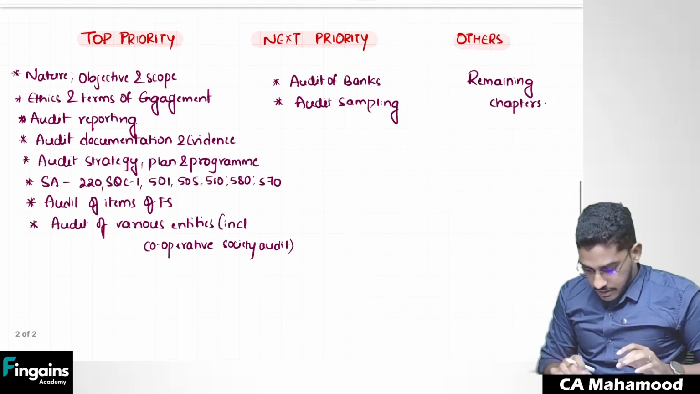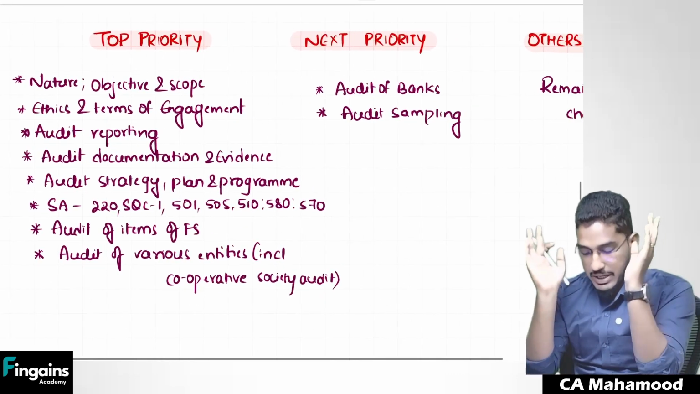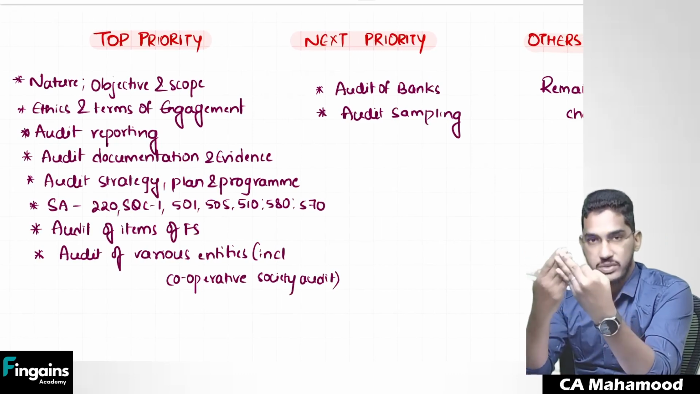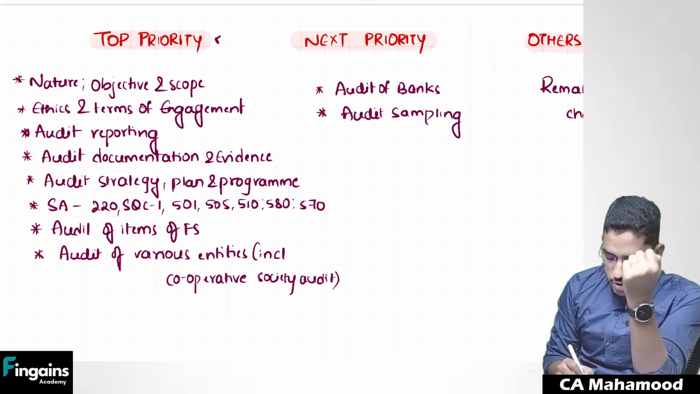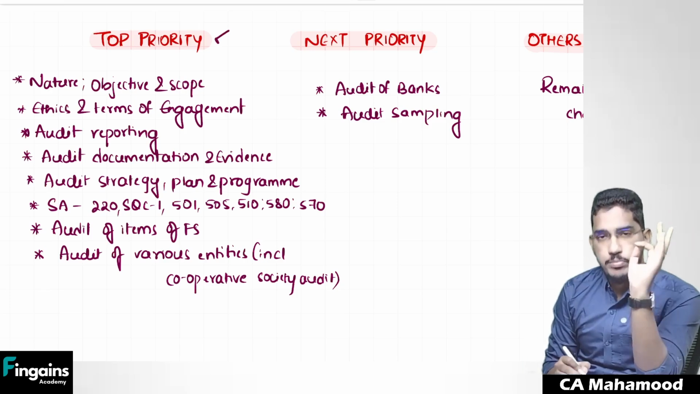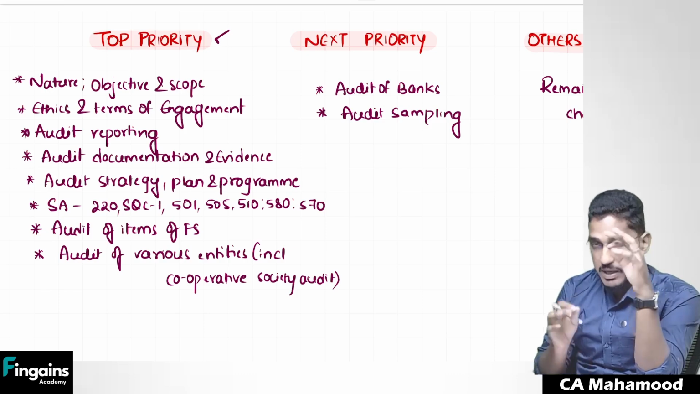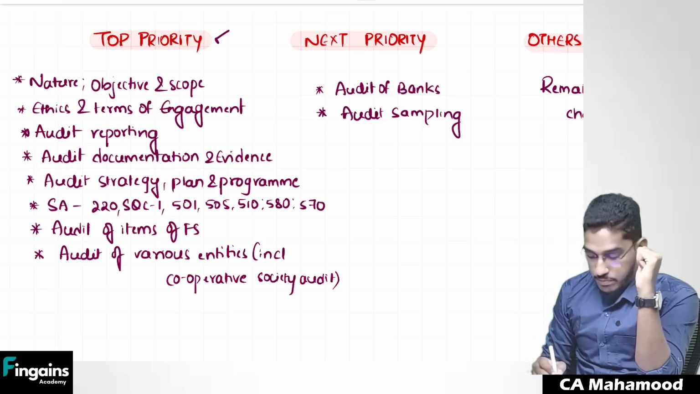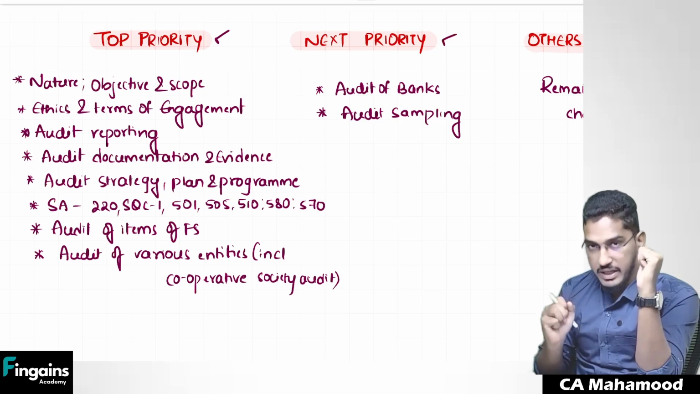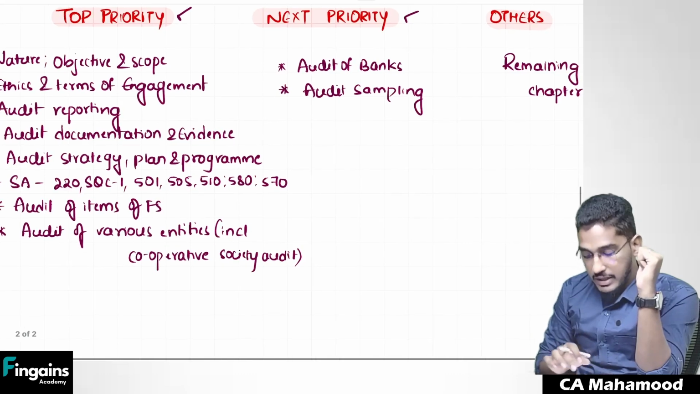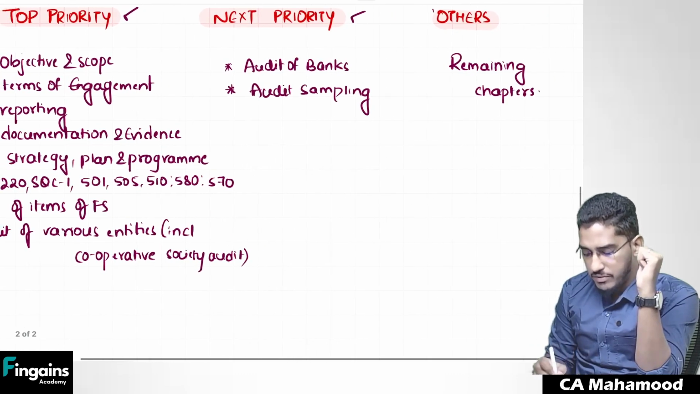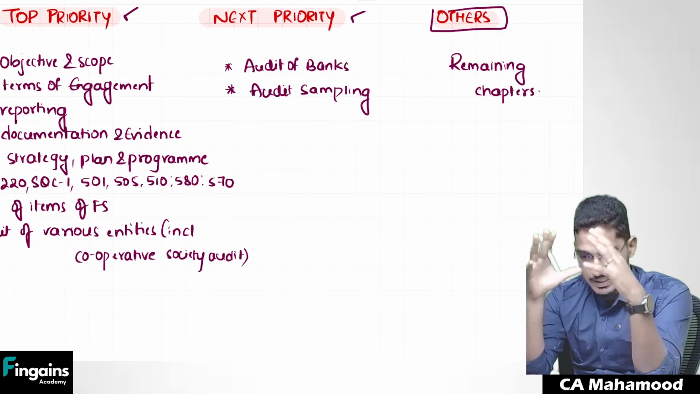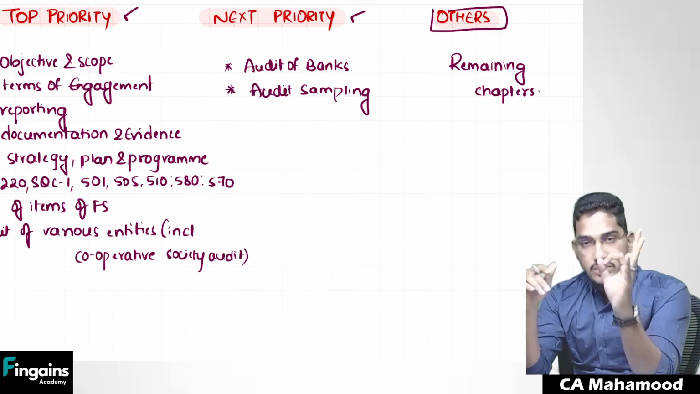Now if you see here, I have divided the chapters into 3 categories. Whatever chapters are there in our syllabus, I have divided into 3 categories. Those chapters which are going to be top priority, compulsorily you have to prepare. Once you are done with the top priority, I have also identified the next priority chapters. Whatever doesn't fall under top priority and next priority falls under the others category. So I am going to divide the entire syllabus which is applicable for us into 3 categories.